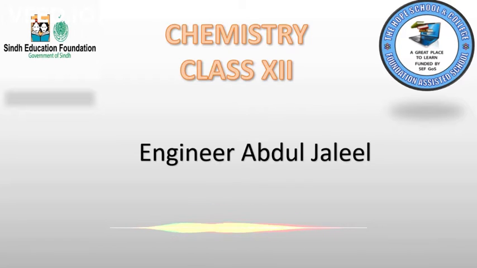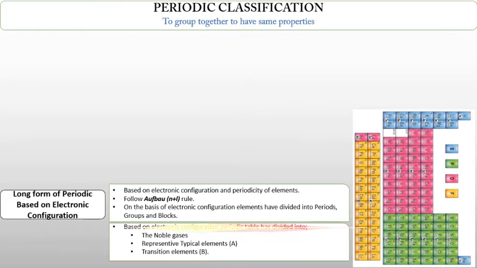This is Abdul Jaleel Lagari, chemistry tutor, class 12. Today my topic is chapter 1, the periodic table. This is the final periodic table which has been published in our book. We will teach this last. Now let's start from the periodic table first.